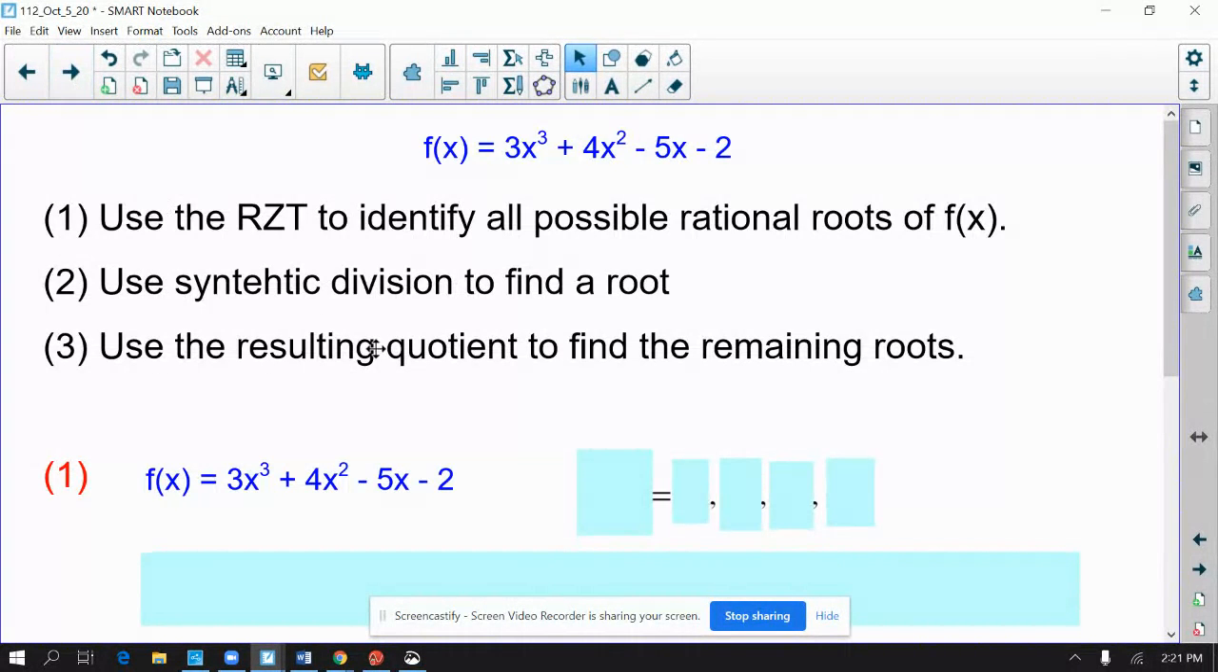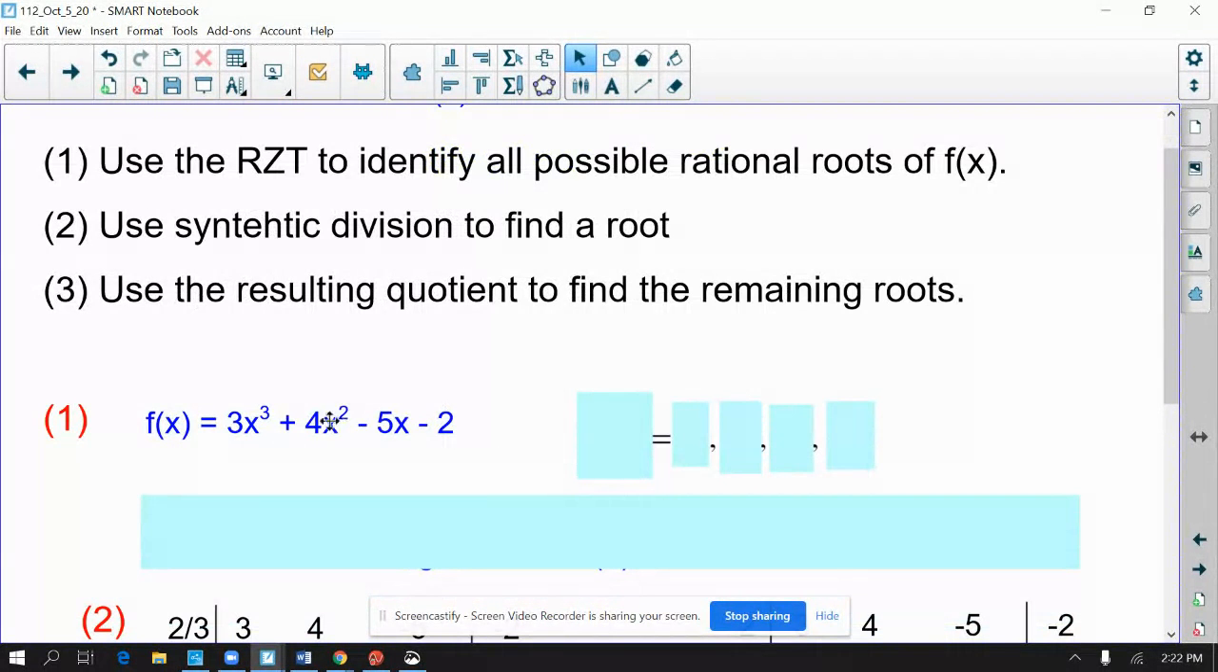So let's apply it here. Here's another polynomial. It is a third degree polynomial, so I'm on the lookout for 3 zeros. I want to use the rational zero theorem to list all possible rational zeros. Then I'm going to draw from that pool to use synthetic division to find a zero or a root. Once I find a zero using synthetic division, that third degree will become a second degree, and I'll use that to find the last 2 roots.